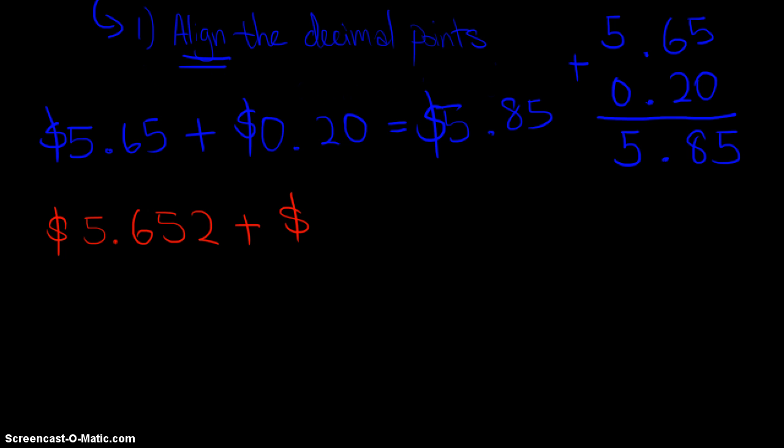So why do you have to do that? Because usually the common mistake is when, let's say I have $5.652, which actually for your level, they wouldn't have three places at the back, but it's just good for you to take note. It's just good to have this good habit of aligning the decimal points for now.